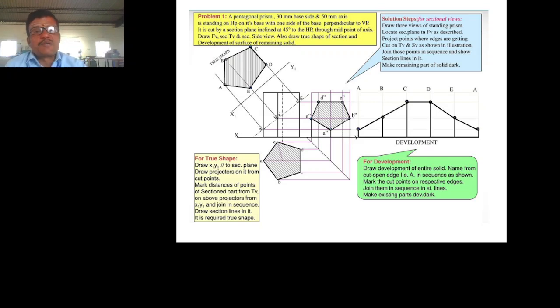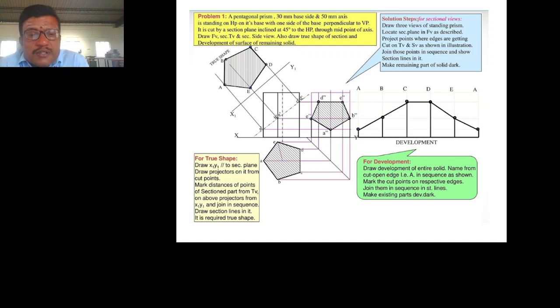So we will go to the problem directly. Problem number 1. A pentagonal prism of 30 mm base side and 50 mm axis is standing on HP at its base, with one side of the base perpendicular to VP. It is cut by a sectional plane inclined 45 degrees to HP through the midpoint of the axis. Draw the front view, sectional top view, and sectional side view. Also draw the true shape of the section and the development of surfaces.